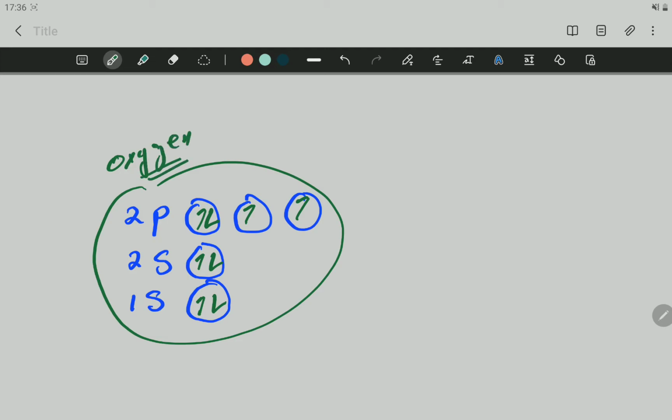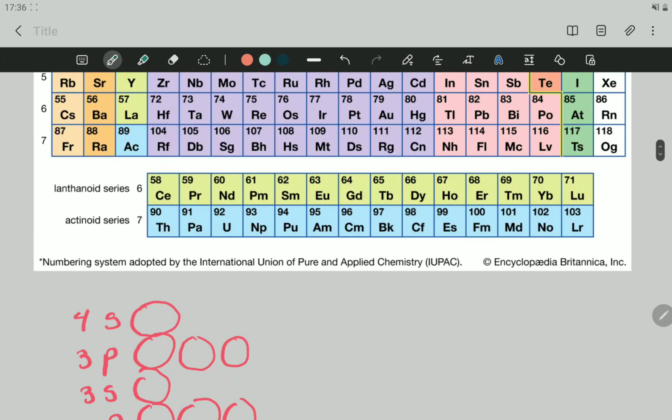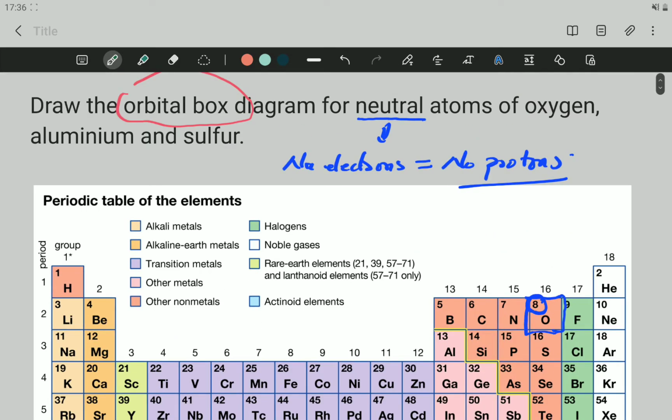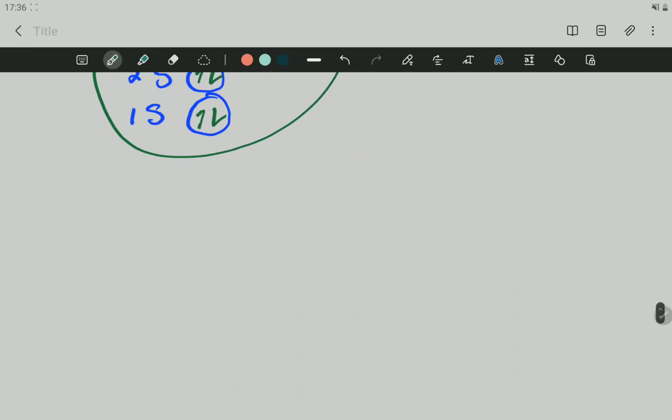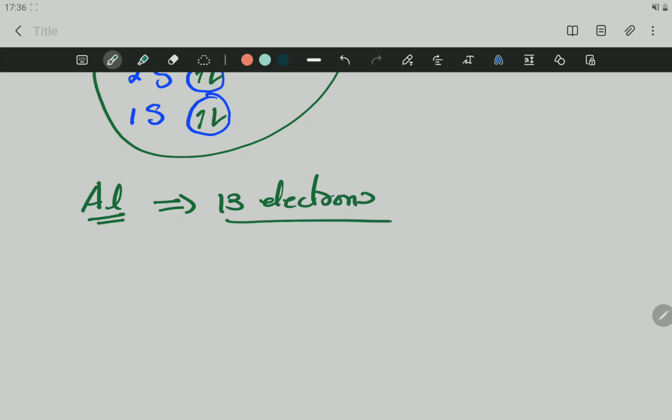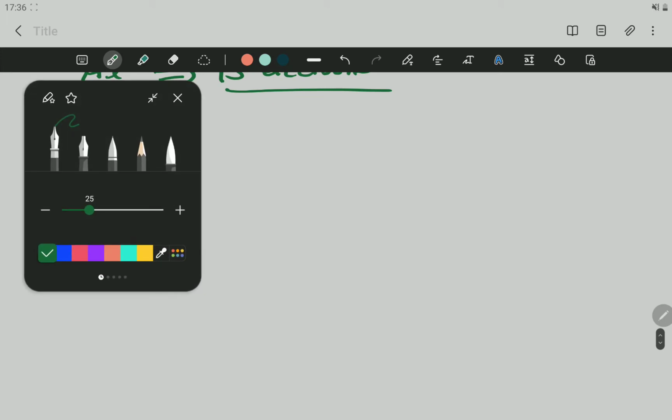Let's go to the next one, which is aluminum. Aluminum is here. We have 13 protons, and because it's neutral, and remember here they're telling you that the atoms are neutral, it's going to be also 13 electrons. The symbol for aluminum is Al, and it will have 13 electrons. So let's draw the whole boxes and then start to complete. Maybe it is easier that way.